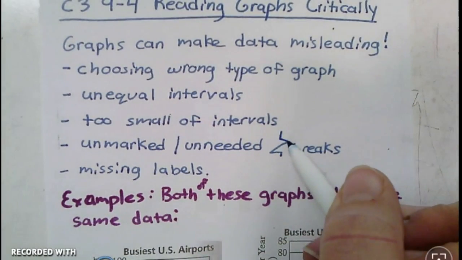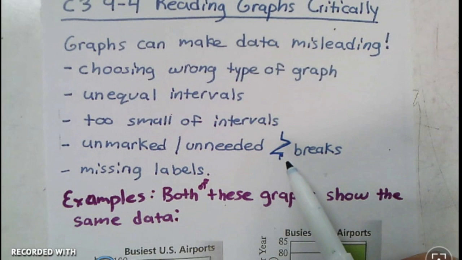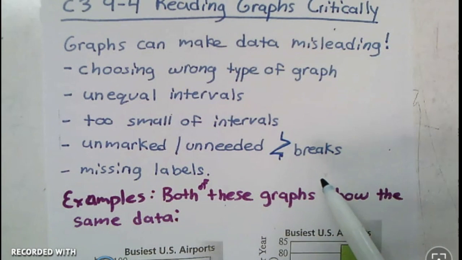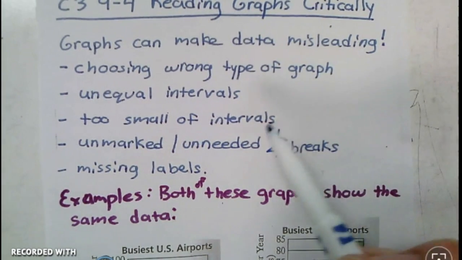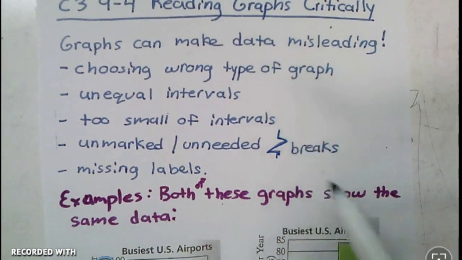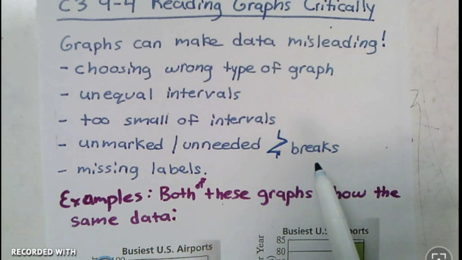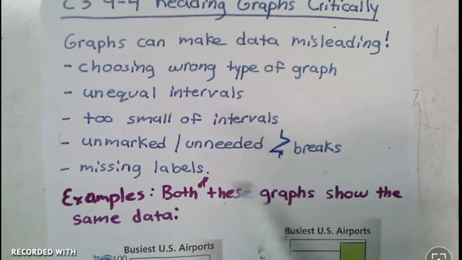This symbol right here means break. We use that when our data has a huge gap between 0 and where it starts. So if our first number was 1,000 and I'm counting by hundreds, I'm not going to go 0, 100, 200, 300, all the way up to 1,000 and not have anything written in that. So I can use a little break and then start at 1,000 and then count by hundreds. But sometimes you'll see that it's not marked, that they skipped those numbers, which can be very misleading. So you need one of these break signs. Or sometimes the break isn't needed, and then it just distorts the data.